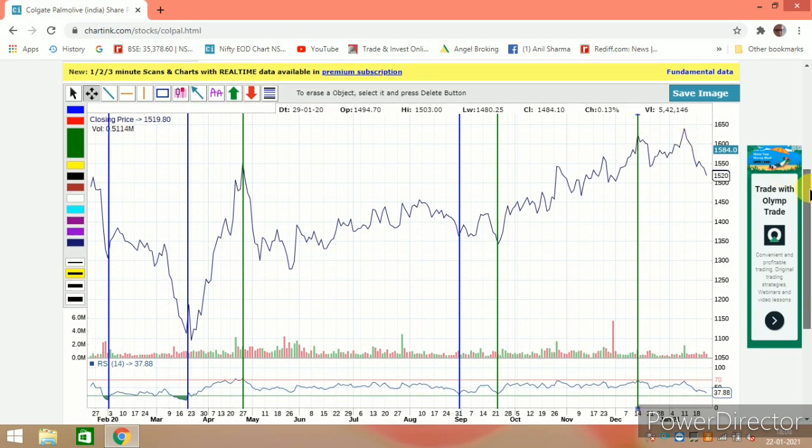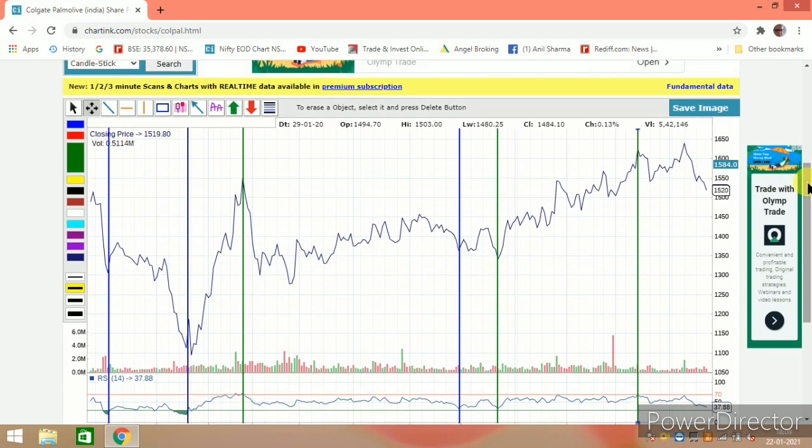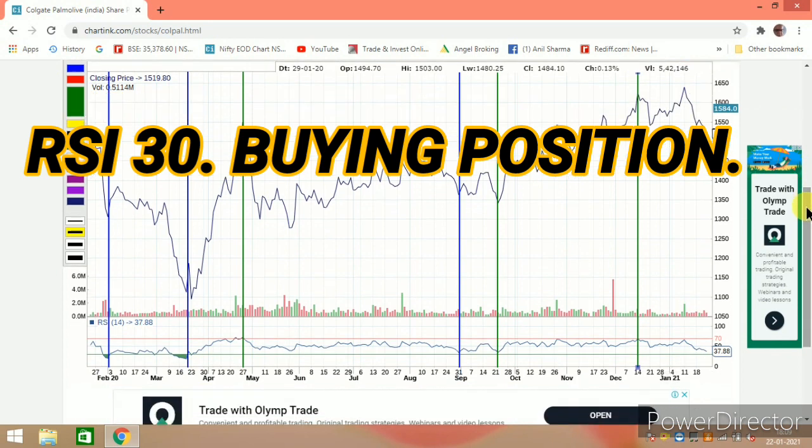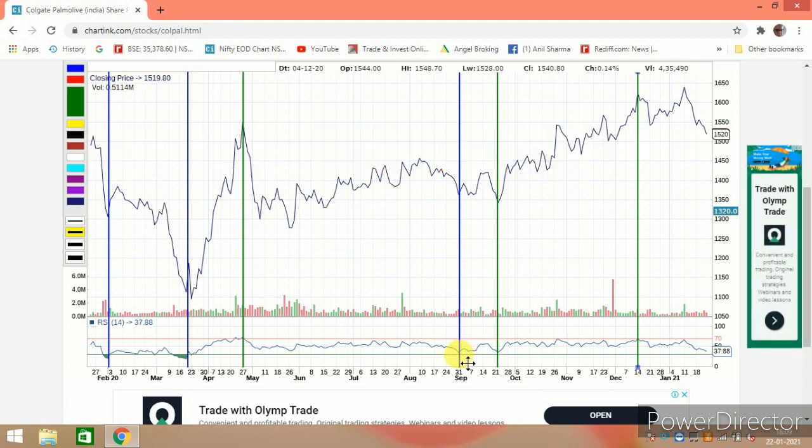So friends, what I want to tell you here is that whenever we talk of RSI, we say RSI 30. RSI 30 means the buying position is 30. We buy around 30. Sometimes good stocks may not come to 30. As it has happened here, it has turned around, but it has come to 37.88. It's a good buy position, because in 1 year it may touch 30 only 1, 2 or 3 times, but several times it has gone up.